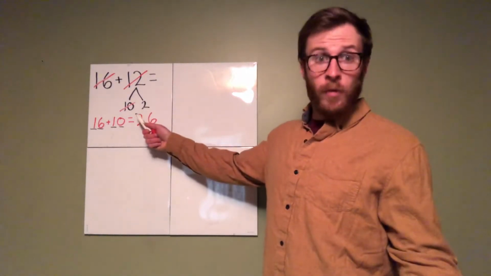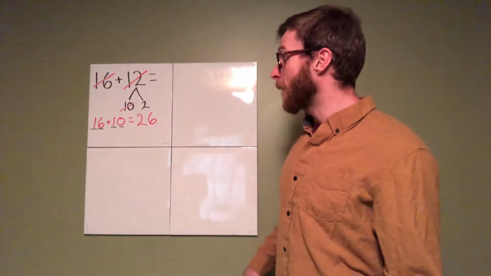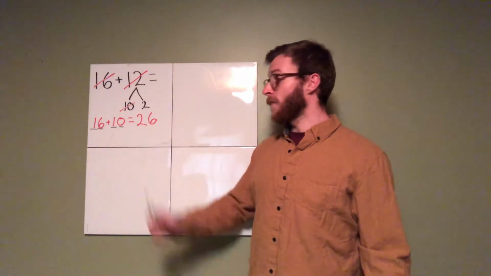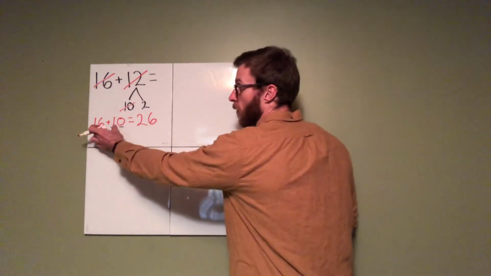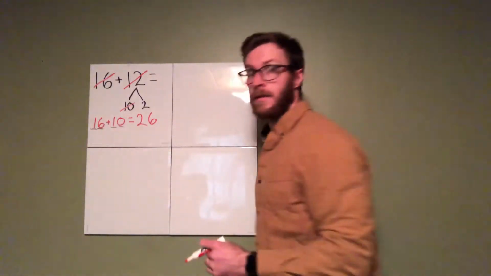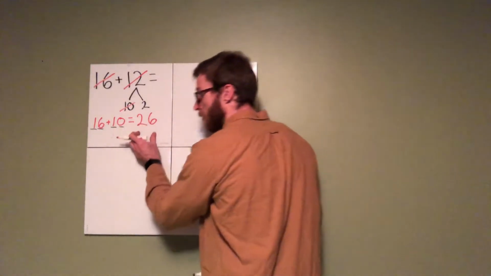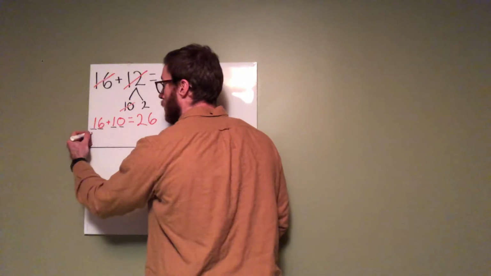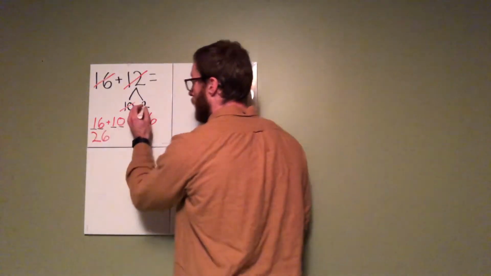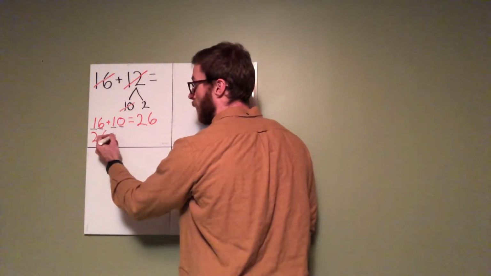What number haven't I used yet? The number 2. It's the only one that's not crossed out yet. And I have to use the number I got when I added 16 and 10 together. So I'm going to take 26 and move it down. And then I need to take my 2 and move it down.